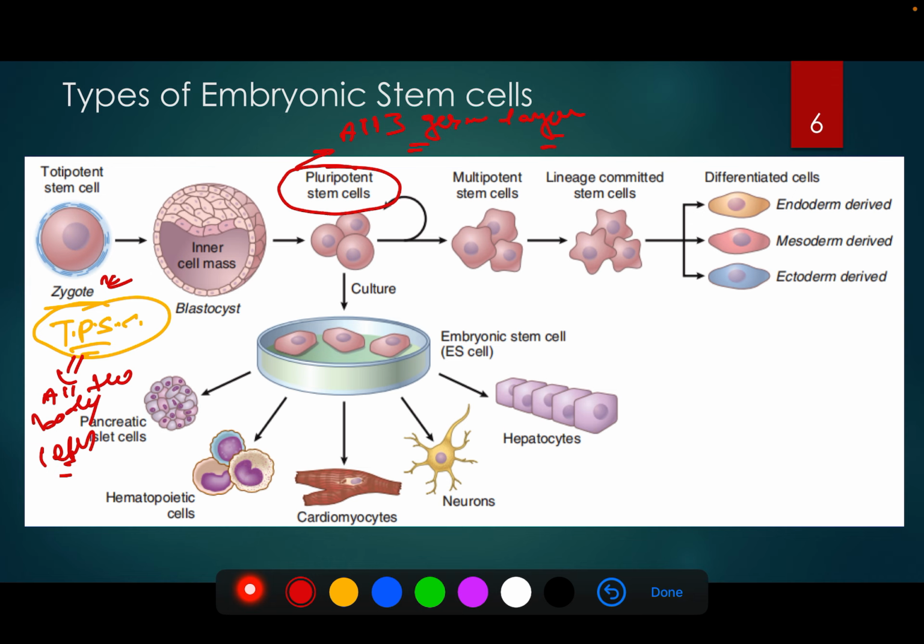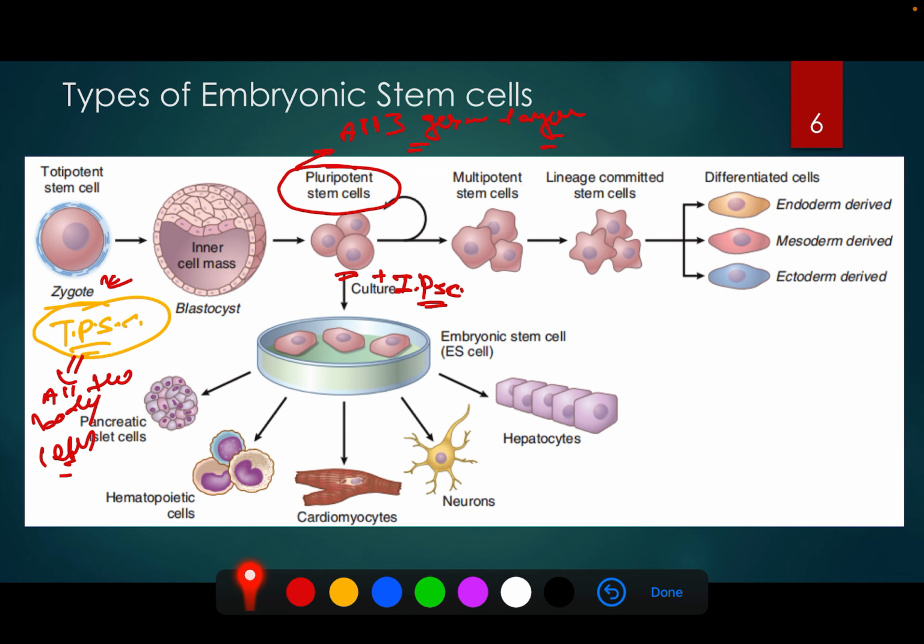The examples of the pluripotent stem cells are these embryonic stem cells, which are the inner cell mass, plus sometimes we can also induce the pluripotent stem cells whenever we need the regeneration of the tissues in the laboratory. So we have two types of pluripotent stem cells.